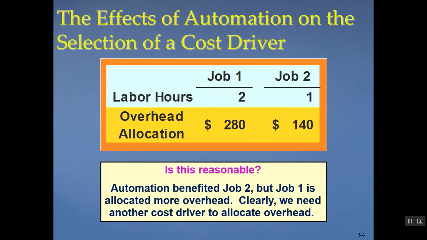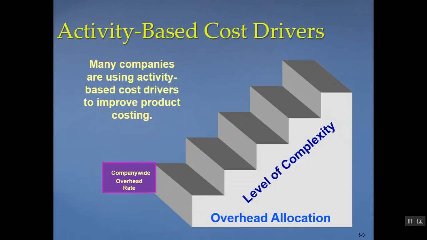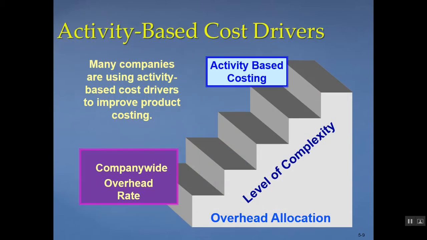So this is what I was just talking about. Based on the level of complexity, the less complex your overhead, you're going to be using one company-wide overhead rate. The more complex the level of overhead allocation, you're going to go into activity-based costing.